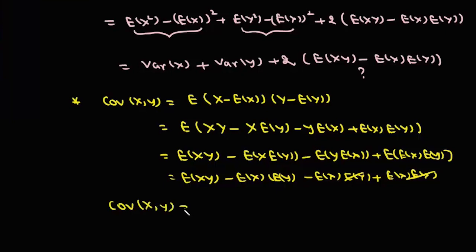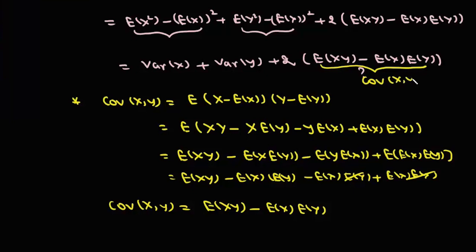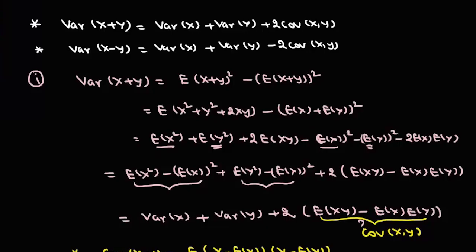कोवेरियंस ऑफ एक्स वाई ये बराबर है आपका ई एक्स वाई माइनस ई एक्स इंटू ई वाई के, जो कि हमें चाहिए था। तो ये जो पूरा एक्सप्रेशन है इसको हम रिप्लेस कर सकते हैं सीधे कोवेरियंस ऑफ एक्स वाई से। तो यहां से हमारा फॉर्मूला प्रूव हो गया कि वेरियंस ऑफ एक्स प्लस वाई बराबर है वेरियंस ऑफ एक्स प्लस वेरियंस ऑफ वाई प्लस 2 टाइम्स कोवेरियंस ऑफ एक्स वाई, जो कि हमको प्रूव करना था। अगर एक्स माइनस वाई की बात करें तो यहां पे क्या चेंज आएगा?